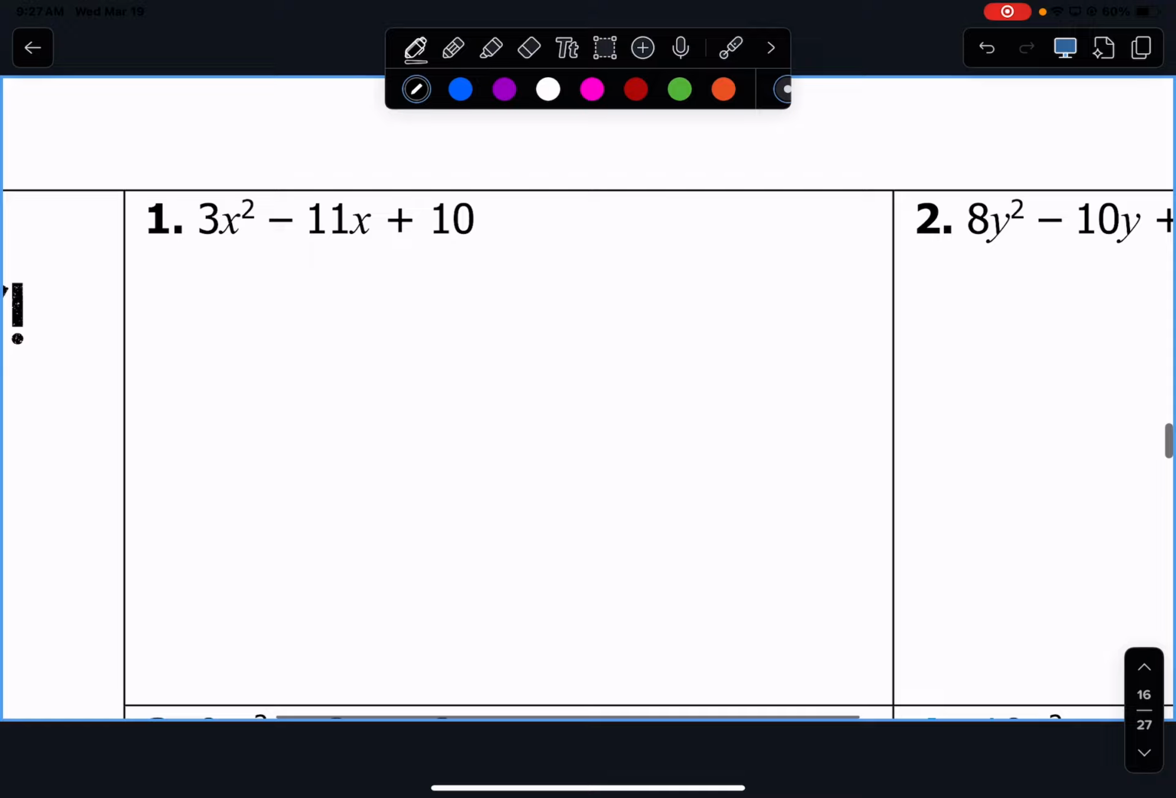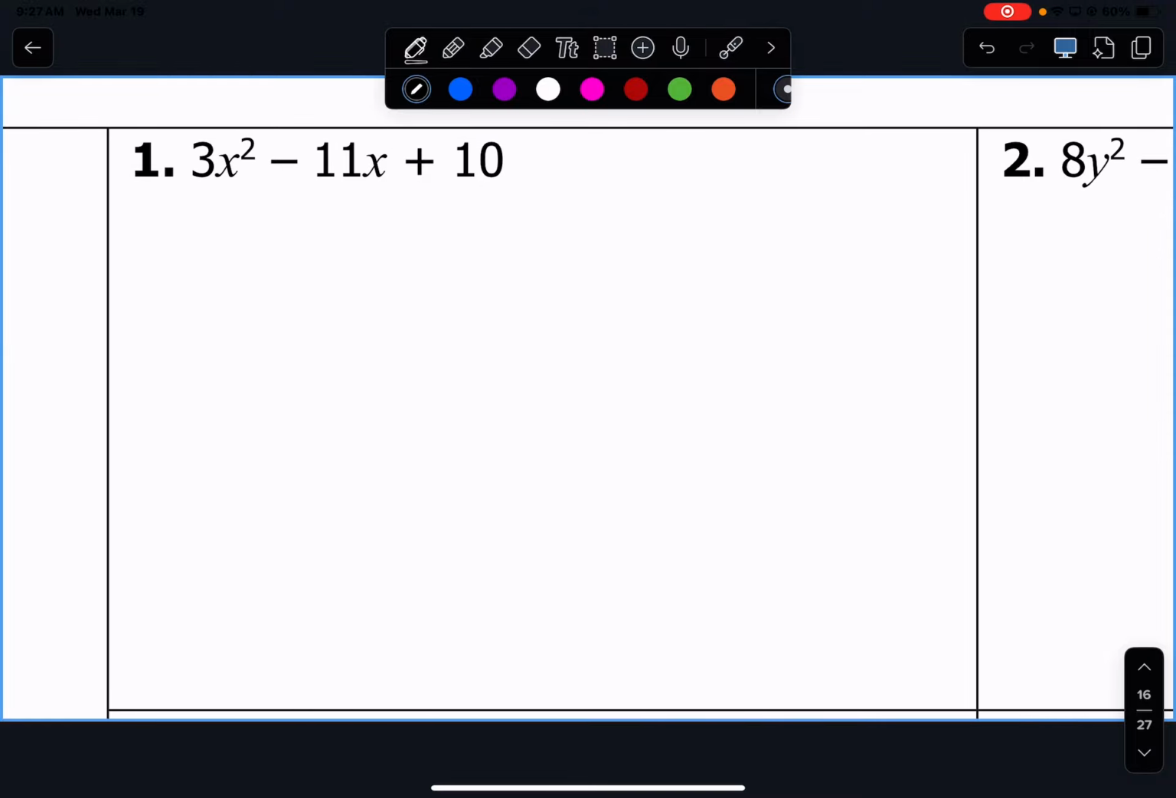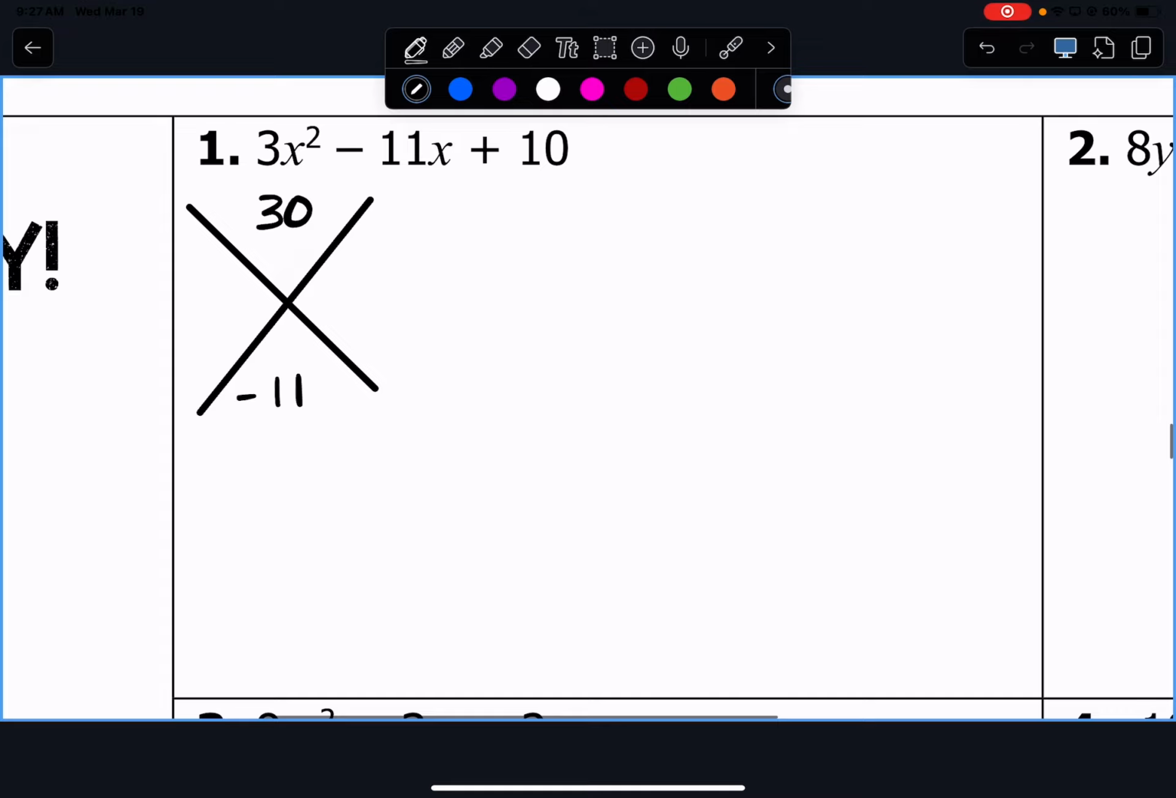So on the back, for number 1, okay, what is A? 3. What is C? What is A times C? What is B? Negative 11. So we're going to do 1 and 30. Can that work? 2 and 15. Does that work? 3 and 10. Does that work? What else is there?